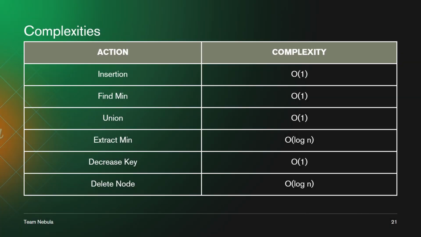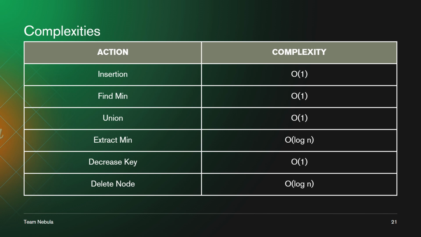So let's look at the complexities of various operations in a Fibonacci heap. These complexities help us understand how efficient these operations are in terms of time. Insertion. When we insert an element, it's remarkably efficient. It takes constant time, denoted as big O of 1, which means the time it takes doesn't grow with the size of the heap. So adding an element to the heap is very fast. Find min. Finding the smallest element is also super quick, taking constant time, big O of 1. This is because we maintain a pointer to the smallest element in the heap.